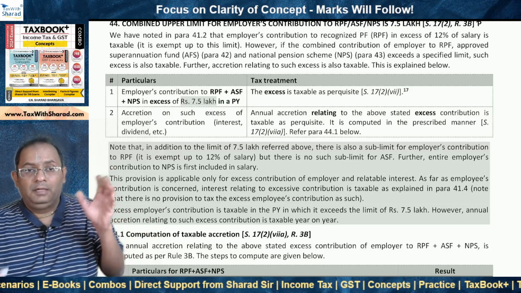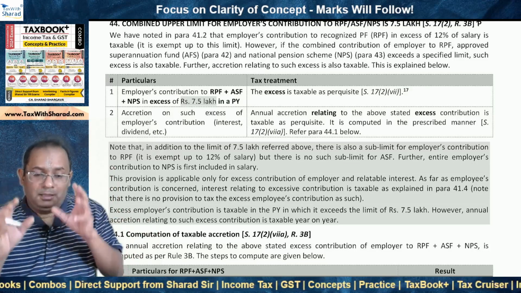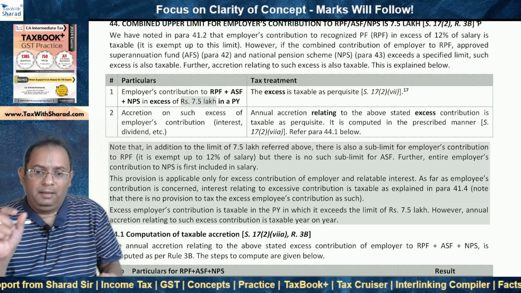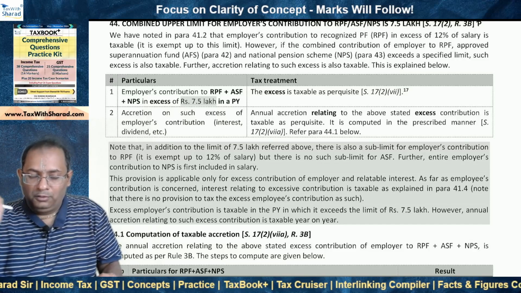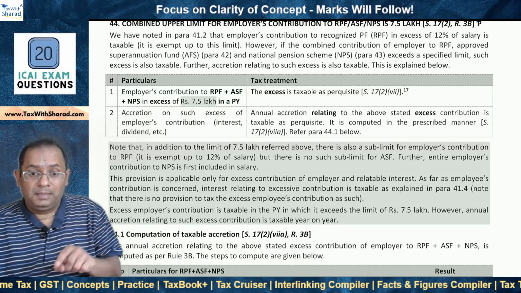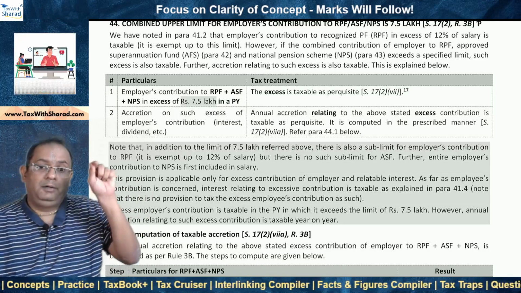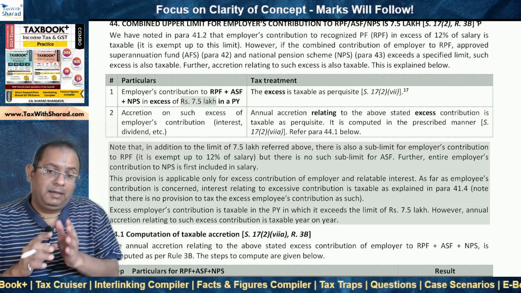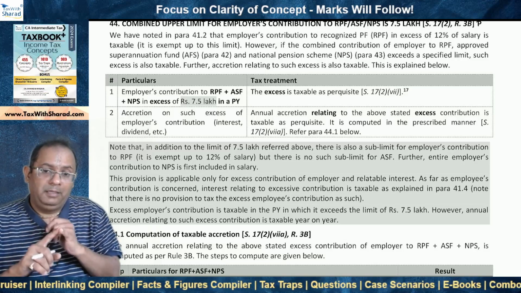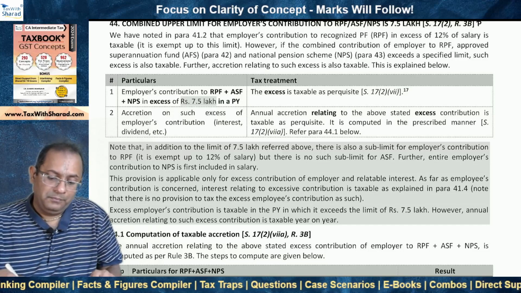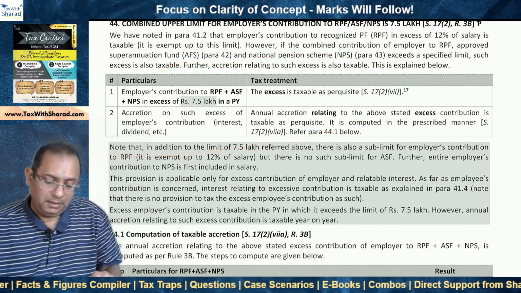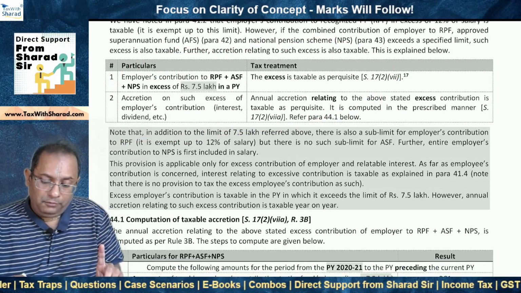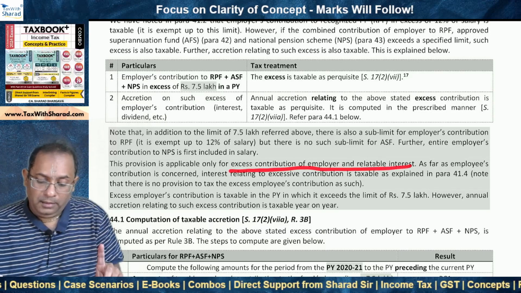Okay. For ASF, there is no separate independent sublimit for the contribution to ASF, but the combined ASF, NPS and RPF beyond 7.5 lakh becomes taxable. For NPS, the whole of the contribution you need to add to the salary income and then give deduction from the gross total income under section 80CCD. Further, combined ASF, RPF, NPS more than 7.5 lakh excess is taxable. So this provision becomes relevant in all the cases. Right? Next point. This provision is applicable only for excess contribution of the employer and related interest.